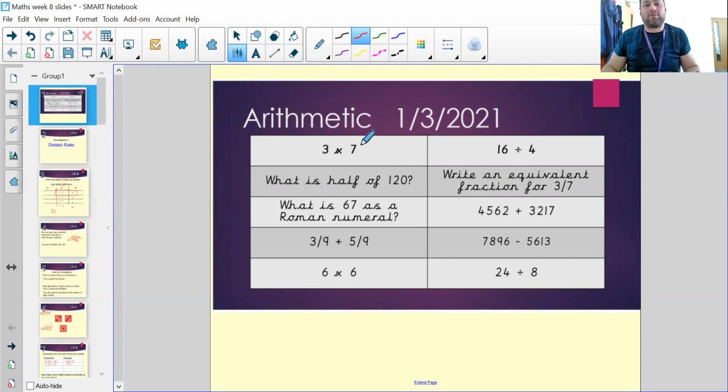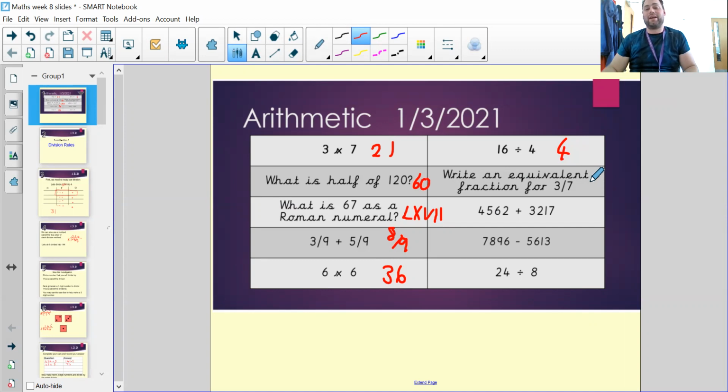So 3 times 7 is equal to 21. Half of 120 is 60. 67 as a Roman numeral is LXVII. 3 ninths plus 5 ninths is equal to 8 ninths. 6 times 6 is 36. 16 divided by 4 is 4.